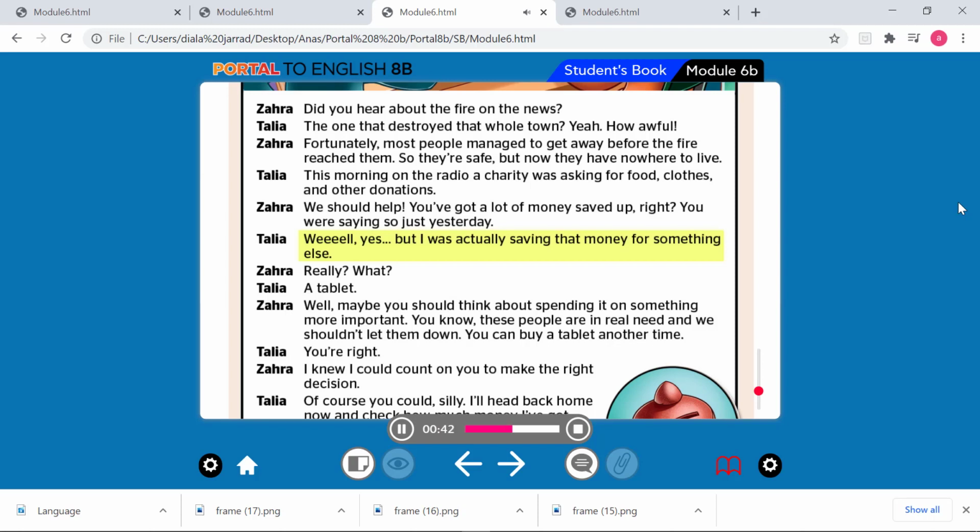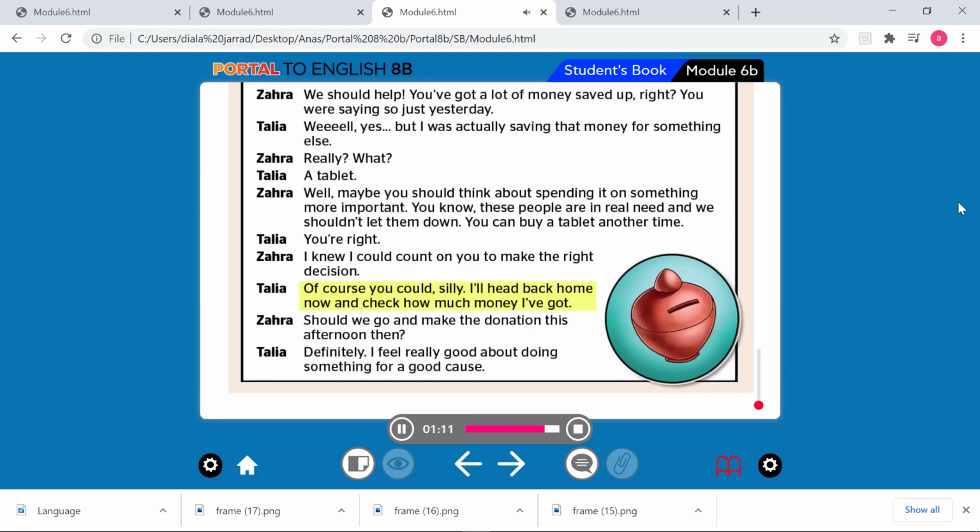Well, yes, but I was actually saving that money for something else. Really? What? A tablet. Well, maybe you should think about spending it on something more important. You know, these people are in real need, and we shouldn't let them down. You can buy a tablet another time. You're right. I knew I could count on you to make the right decision. Of course you could, silly. I'll head back home now and check how much money I've got. Should we go and make the donation this afternoon then? Definitely. I feel really good about doing something for a good cause.